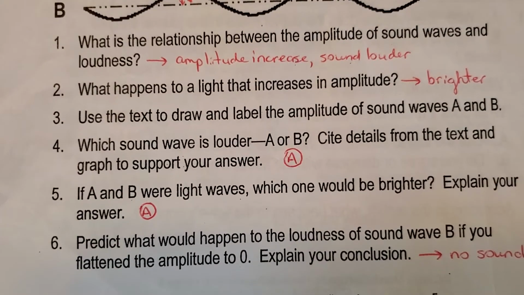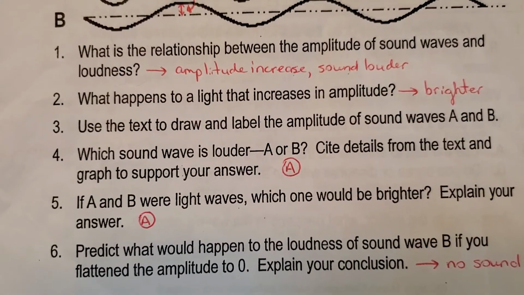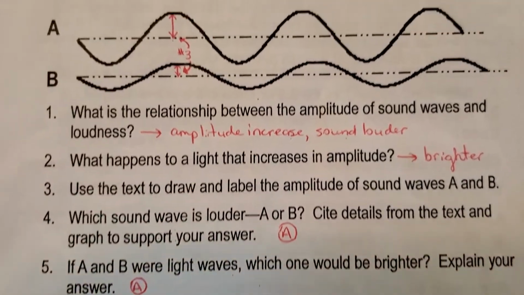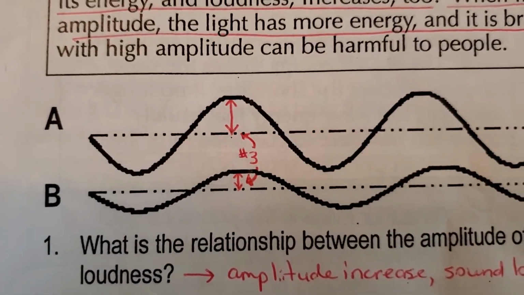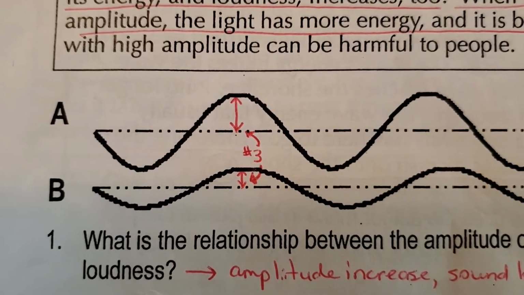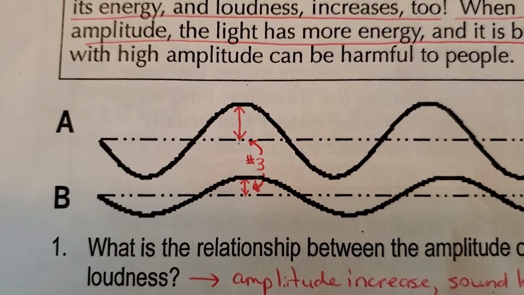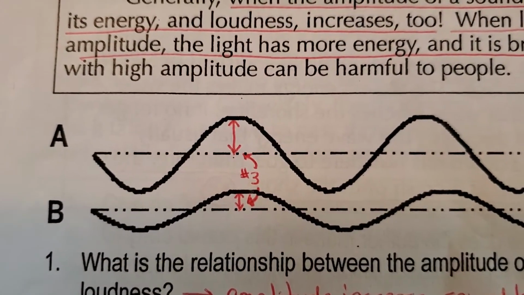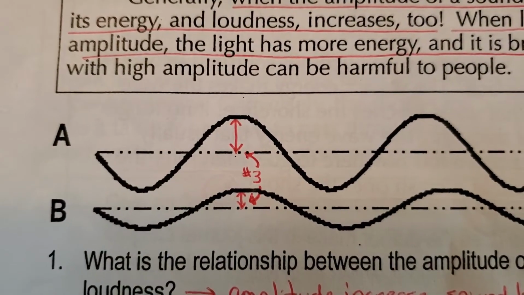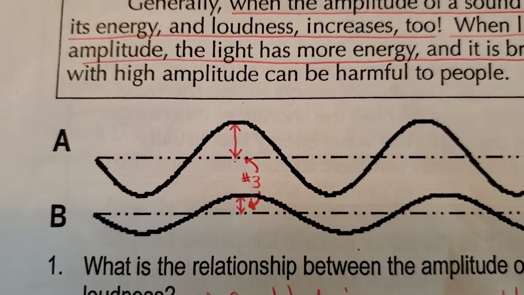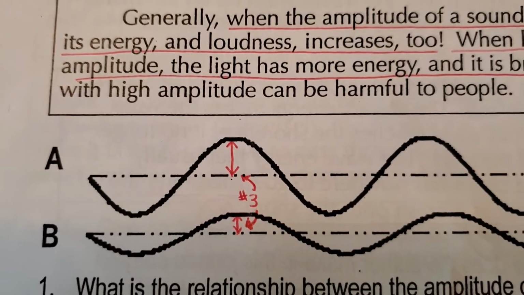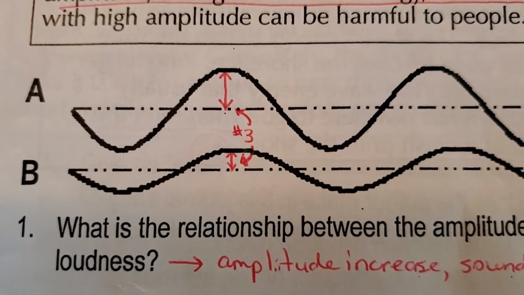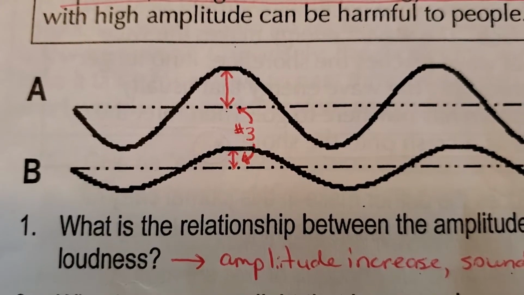Number 5, if A and B were light waves, all right, don't think about sound anymore. Now we're thinking about light. If both of these represent light waves, now the question is, which one would be brighter? Well, once again, remember what we learned. The higher the amplitude, the brighter the light. So which one of these do you think is going to be brighter? Oh yeah, I agree. Definitely A. A has a higher amplitude. That's a brighter light. B has a lower amplitude. Not nearly as high there, is it? So B is going to be a dimmer light.